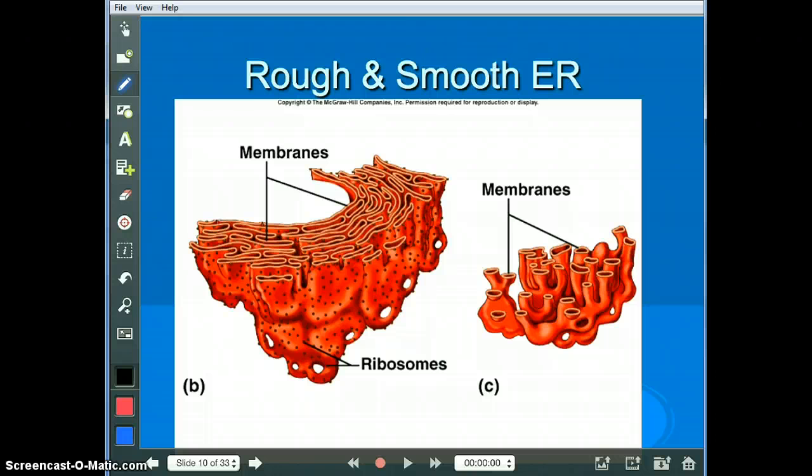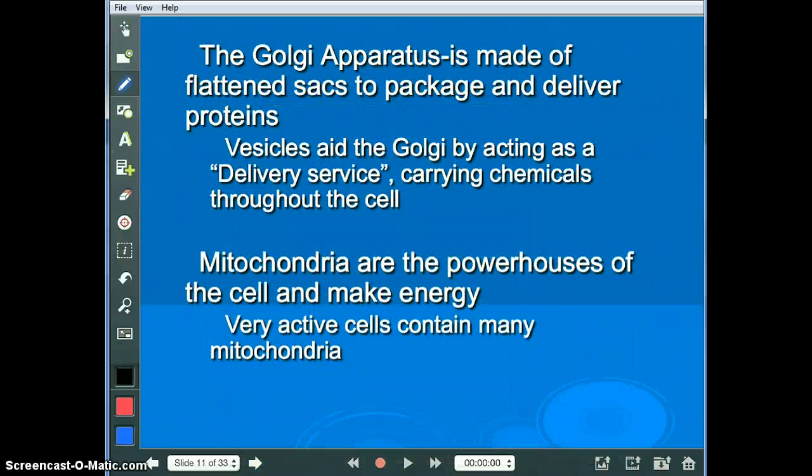Here's just a quick illustration to see a separation point, the difference between them. All the little dots make it rough, and on the other side, the right-hand side, you can see how it's smooth.